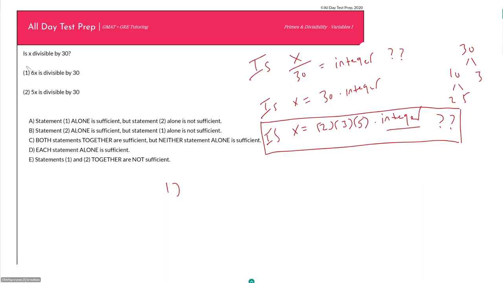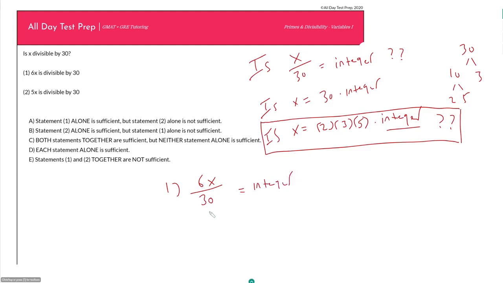So for all these questions, it looks like they're telling us something about 6x and 5x, but I'm always thinking in the back of my head, my goal is, what is this telling me about x? So statement 1 says 6x is divisible by 30. So what does that mean? That means 6x over 30 is equal to an integer. But what is that telling me about x?